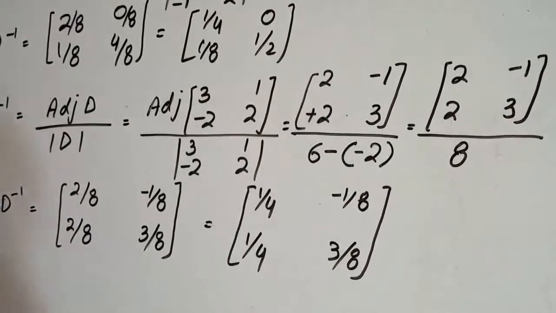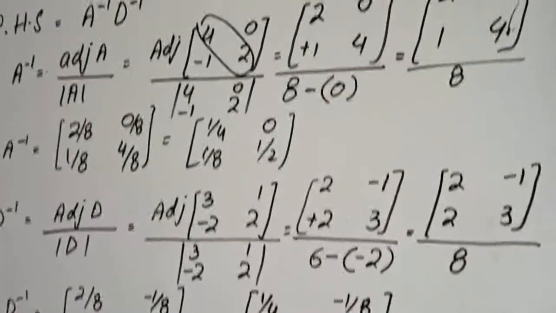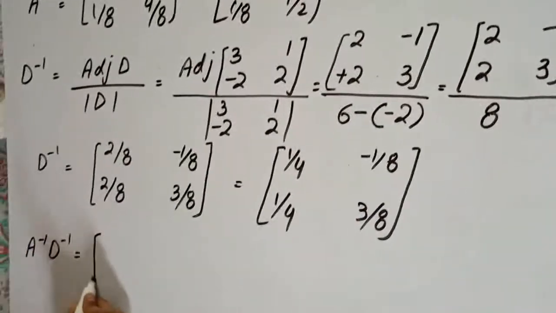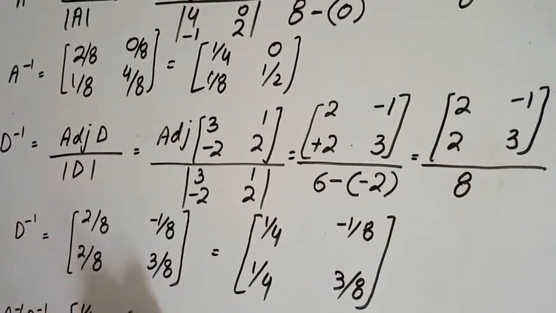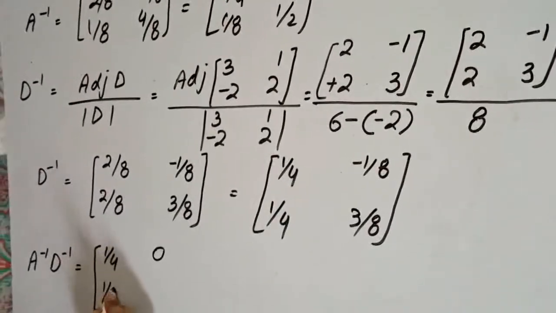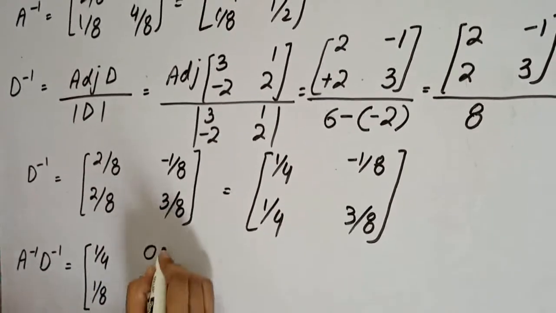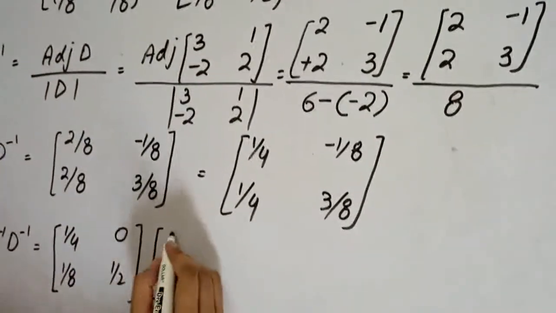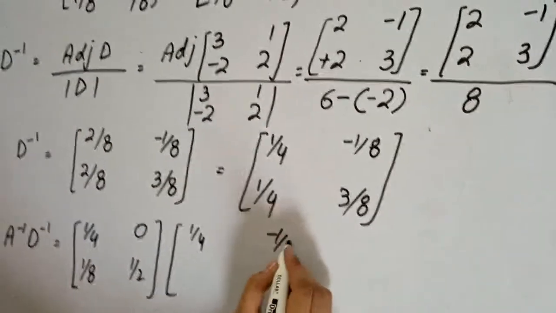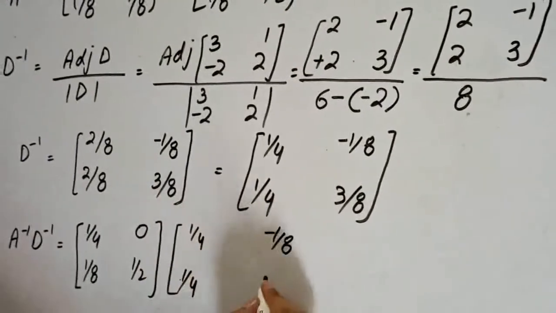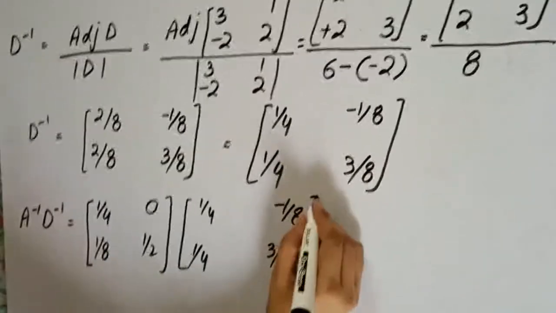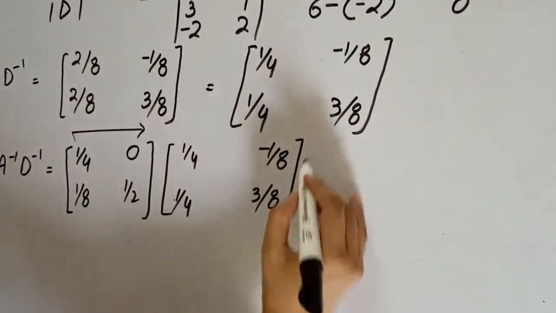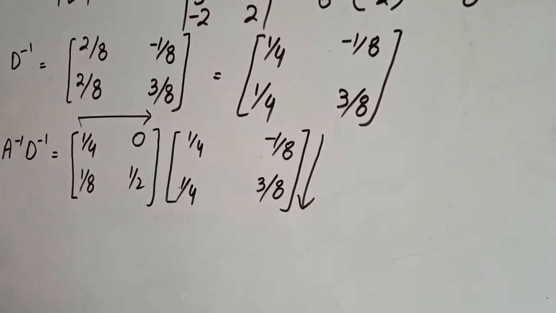We'll multiply both A inverse and D inverse to get the right hand side. First we write matrix A inverse, 1 over 4, 0, 1 over 8, 1 by 2. Then matrix D inverse, 1 over 4, 1 by 8, 1 by 4, 3 by 8. We are going to multiply both the matrices. The rows will be multiplied by the columns of the second matrix.